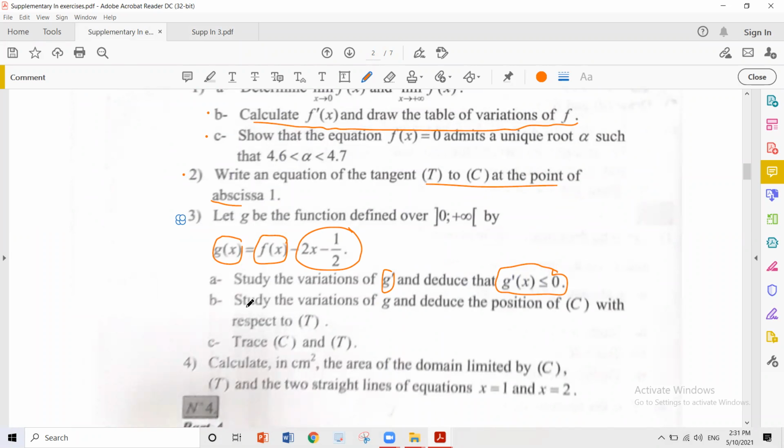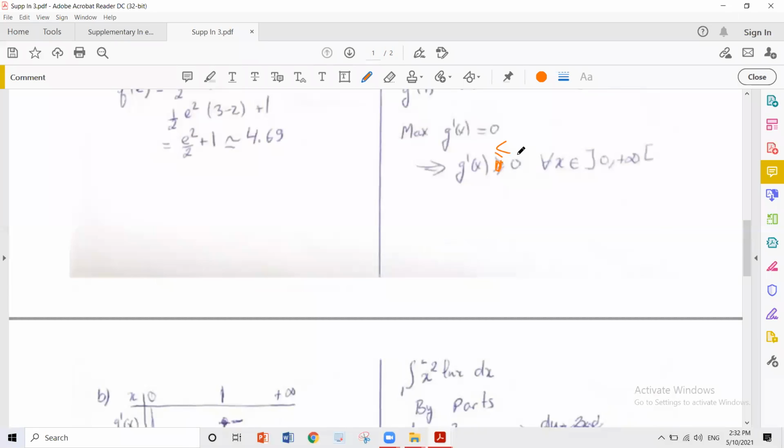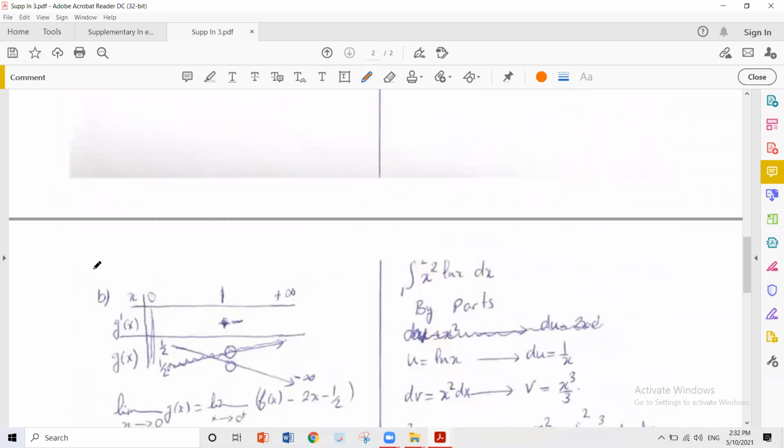Study the variations of G and deduce the position of C with respect to D. How to study the variations of G? What do we do when we say study the variations of G? We find G prime. We got G prime. We prove that G prime x is negative, which means decreasing.